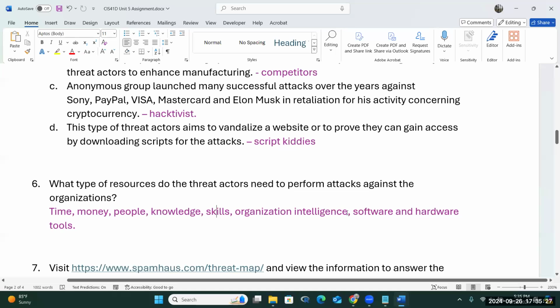Organization intelligence is important. I think insider threats play a big key in this area. Knowing what's on the inside. So an insider job tends to have a clear understanding, especially of the network, the infrastructure, the secrecy, the type of information that no one would know on the outside. So the time and the resources are going to help them build the organization intelligence.